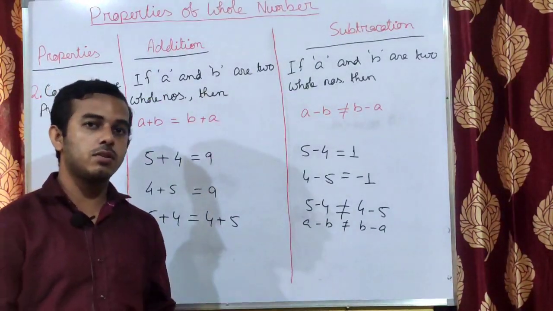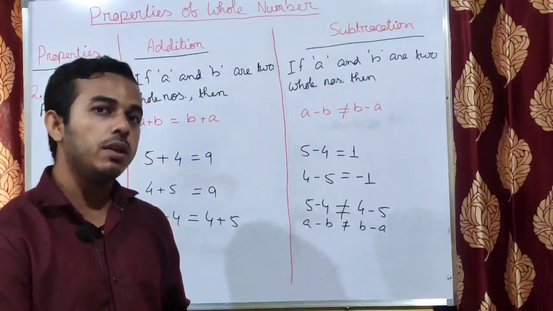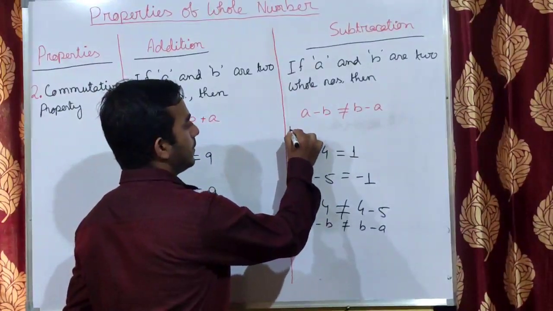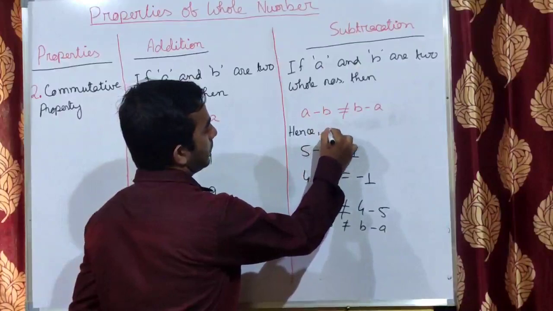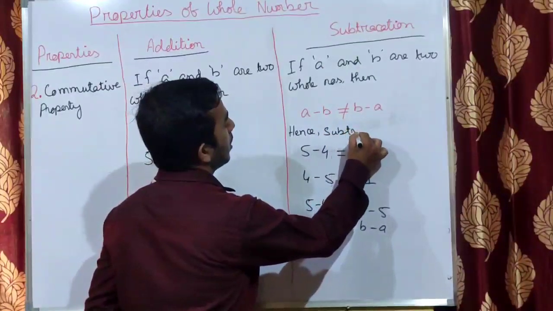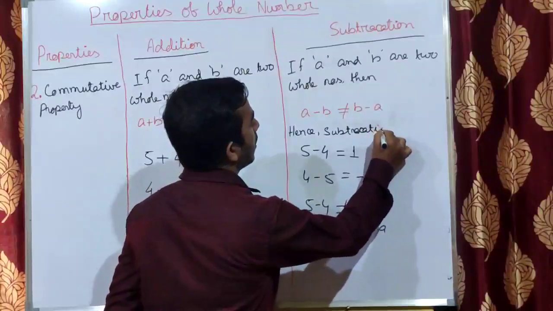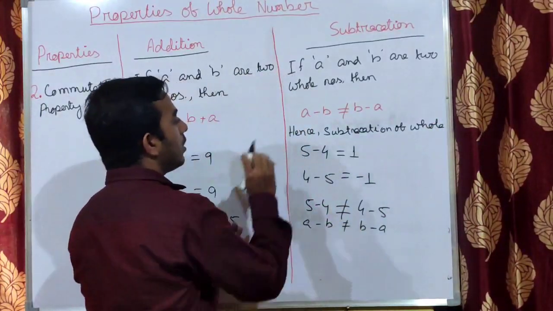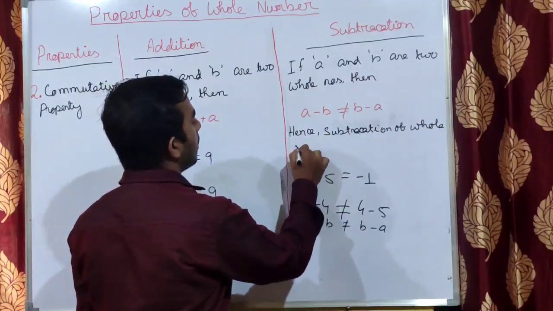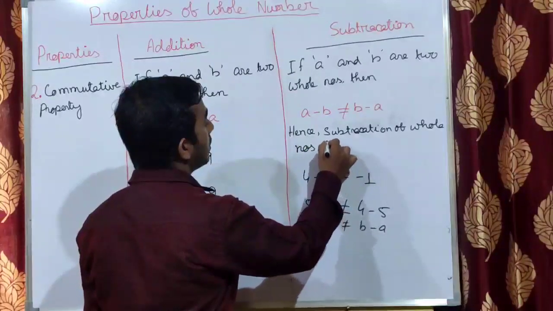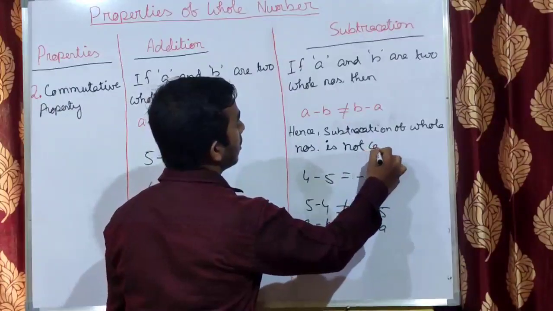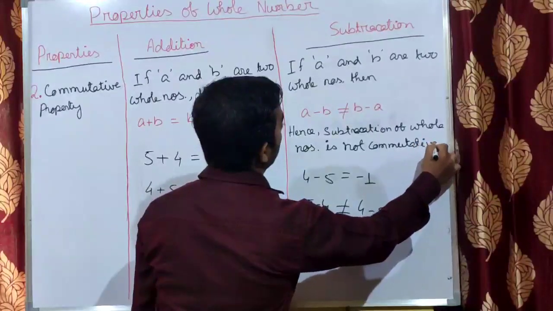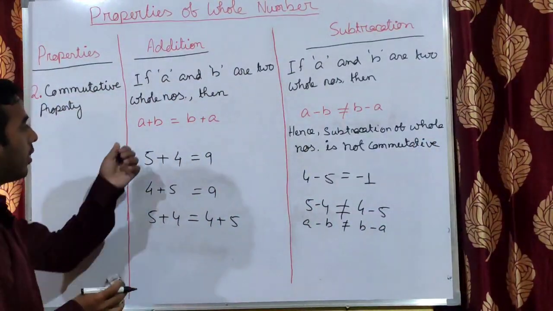Hence, can we say that subtraction of whole numbers is not commutative? Yes. So you can write here: hence, subtraction of whole numbers is not commutative, right? So here what can we write?